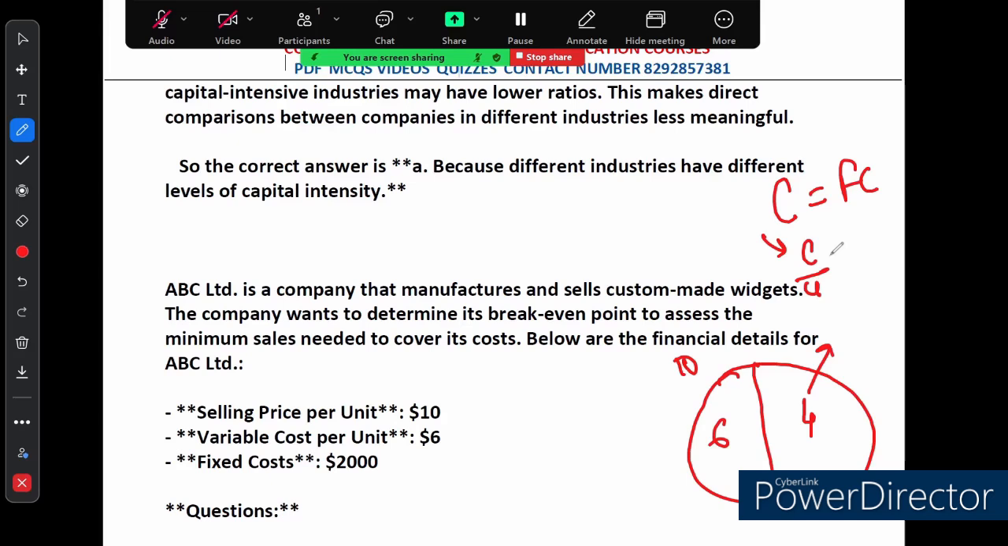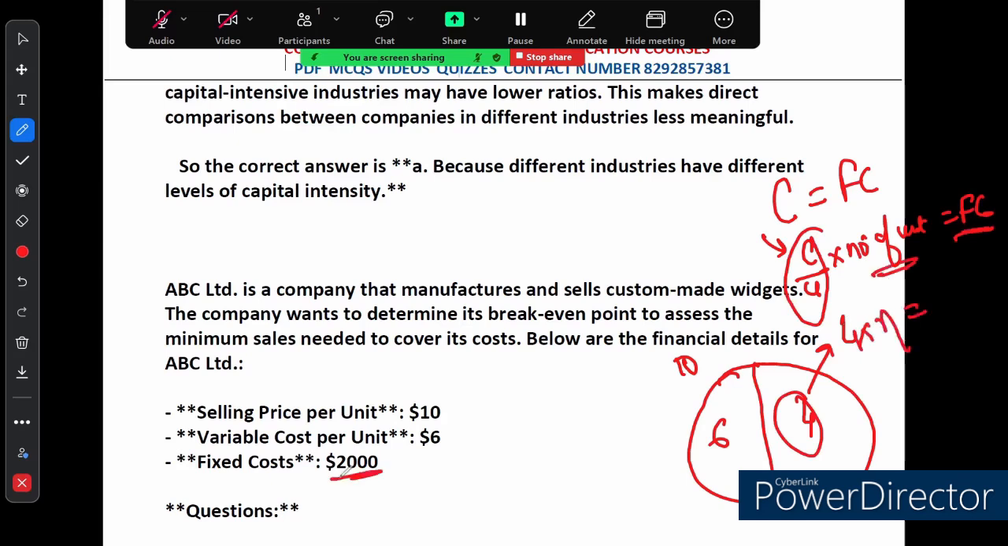Now you know what is contribution margin per unit, which is nothing but $4. Number of units we want to know, suppose n is the number of units, and fixed cost we also know. Fixed cost is how much? $2000. So you can simply calculate n is equal to 2000 divided by 4, which is nothing but 500 units. So this 500 units is our break even point.